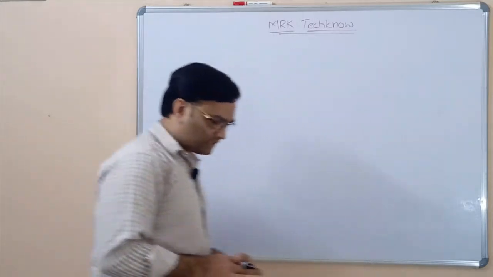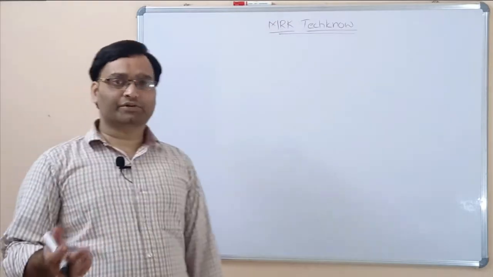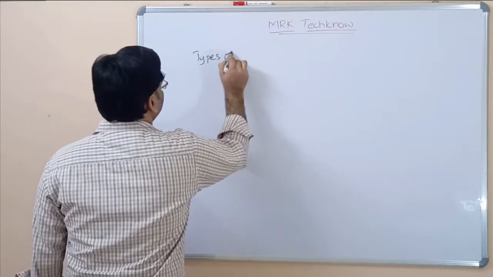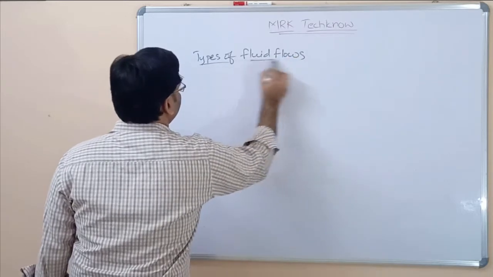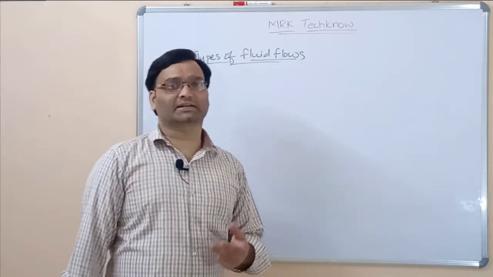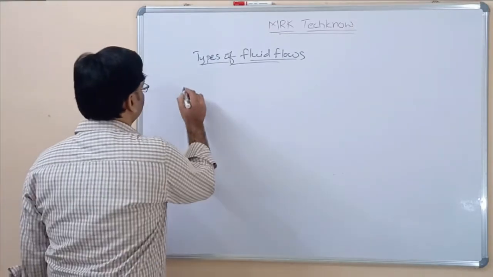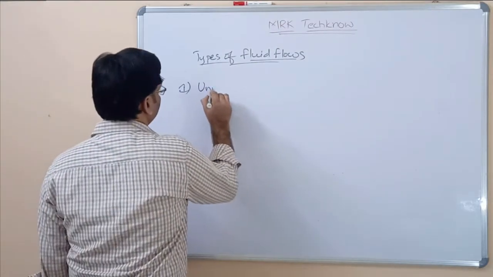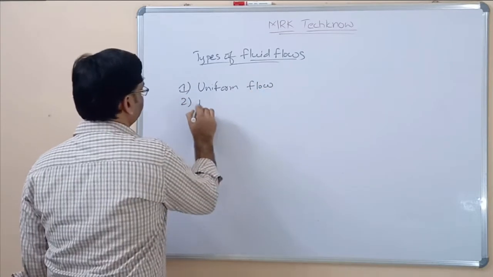So these are the important fluid properties. Now based on these fluid properties, we are going to see the types of fluid flows. There are many varieties of fluid flows. So mainly I am going to discuss the fluid flows which are very important from an aerodynamics point of view. So from the aerodynamics point of view, I am going to write the important types of fluid flows. First one, uniform flow, non-uniform flow.